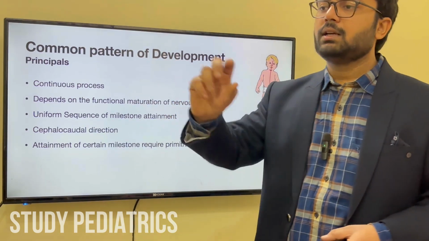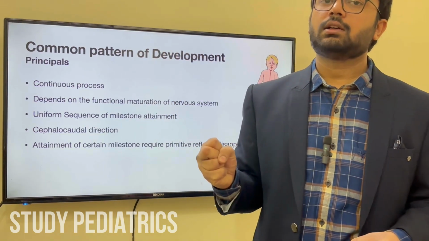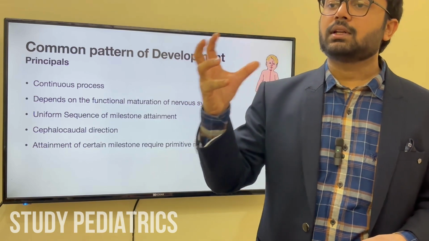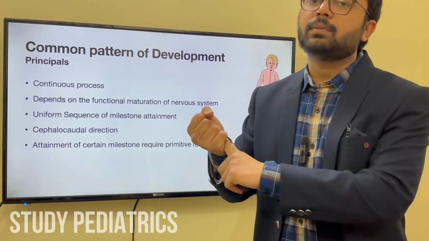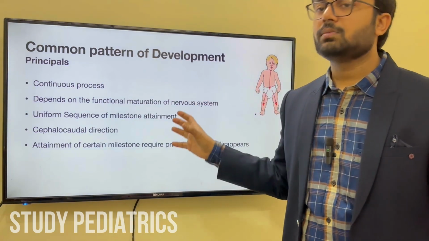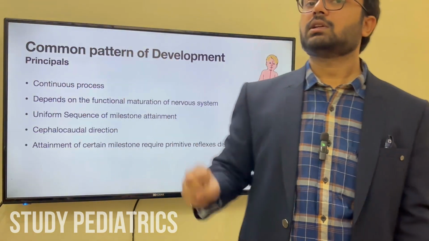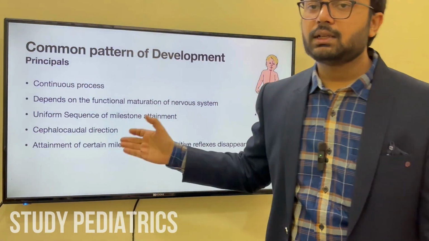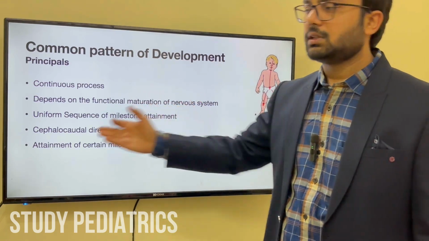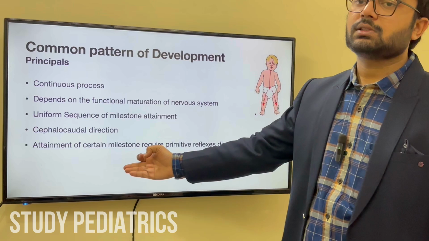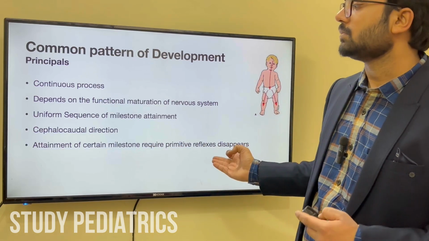Another example might be if a child wants to hold an object himself. There is a palmar grasp reflex, which is basically in the neonate, if you touch the palm, it automatically closes the palm. So it has to disappear in order for the child to approach that object. So for the voluntary grasp, the involuntary grasp reflex has to be gone. So it is basically the attainment of certain milestones requires primitive reflexes to disappear.